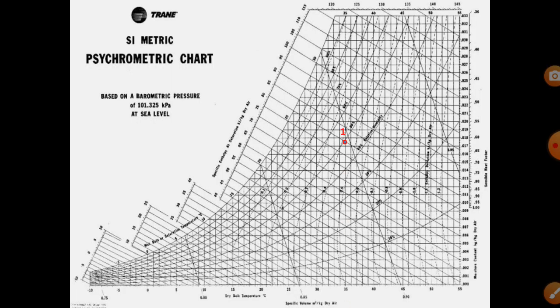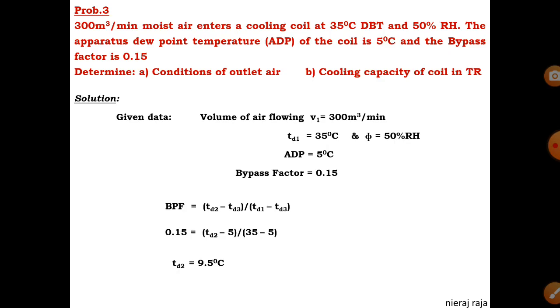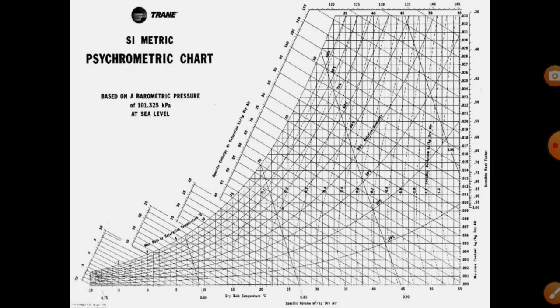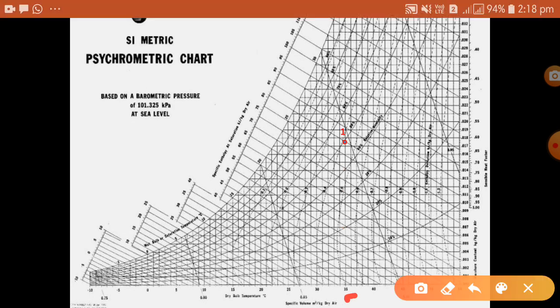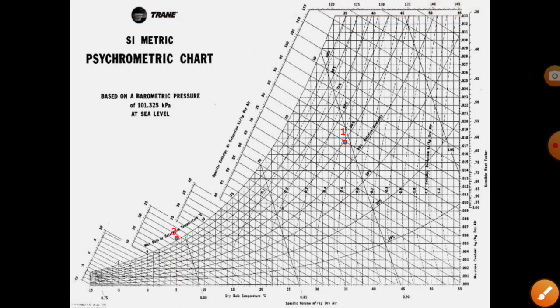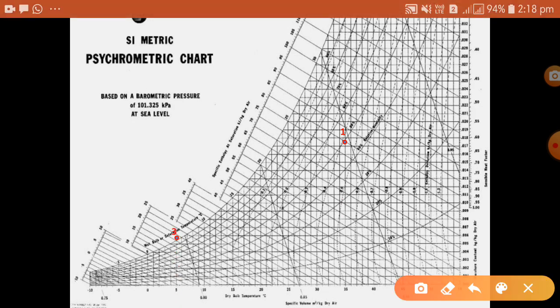Here I can locate point number 1. Point number 1 we have located with 35 degrees Celsius DBT and 50% RH. Okay, 35 degrees Celsius DBT and this RH. Fine. After this we have the dew point temperature. How much was it? 5 degrees Celsius. Now this 5 degrees Celsius I have marked here, this line.